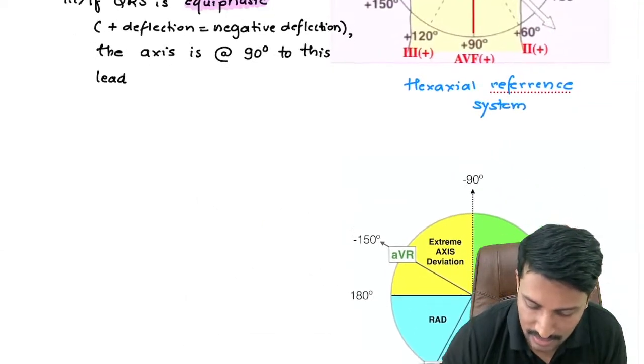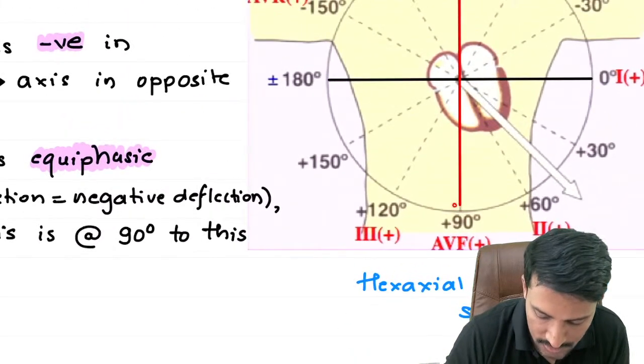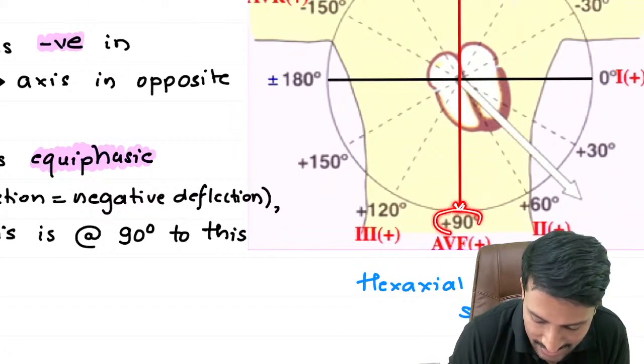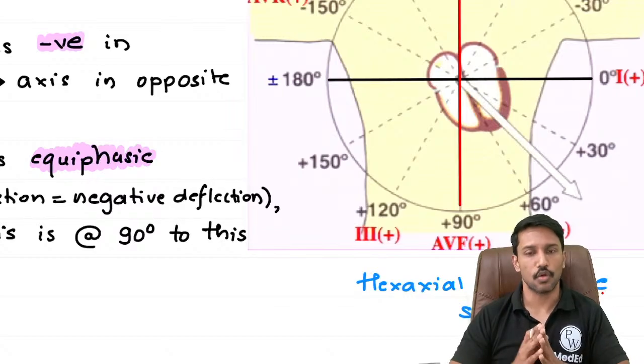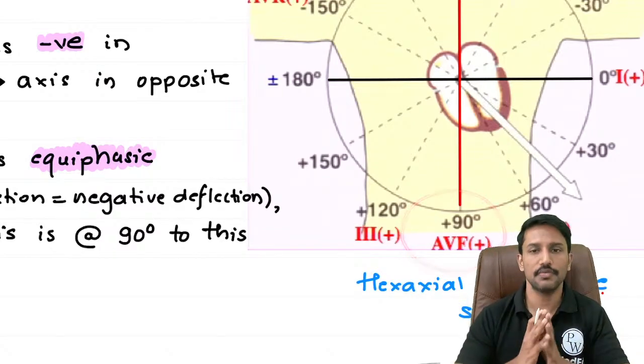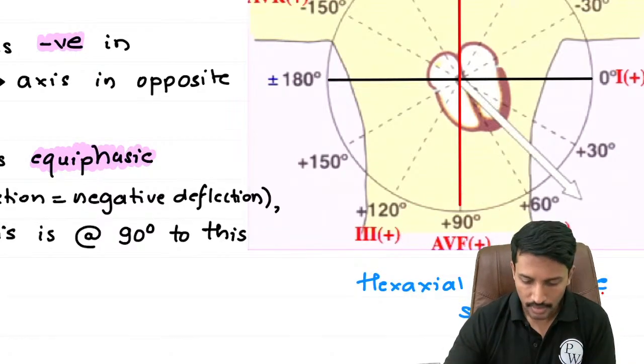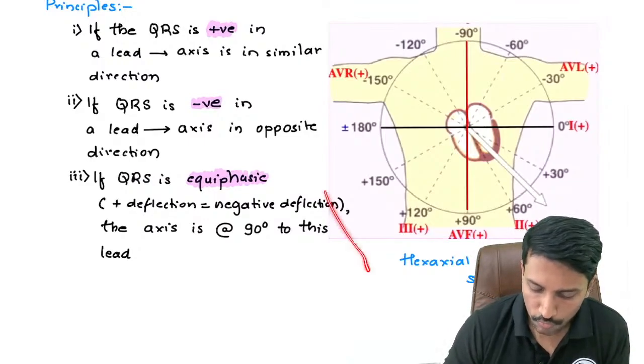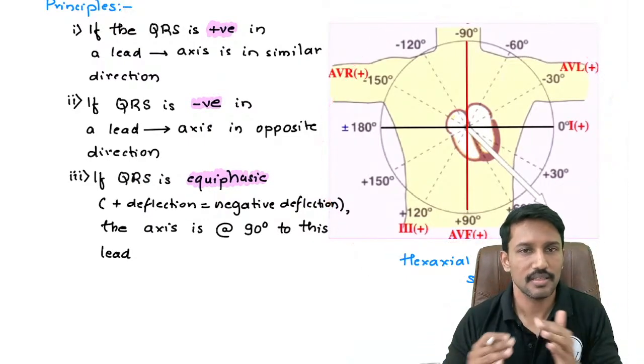So in this hexaxial plane, I have to see which side is positive 90 degree. That means in the ECG we saw, the axis is exactly positive 90 degree. The same method can be followed for any ECG, right? So let me summarize the steps again.